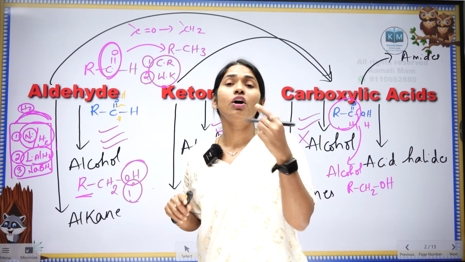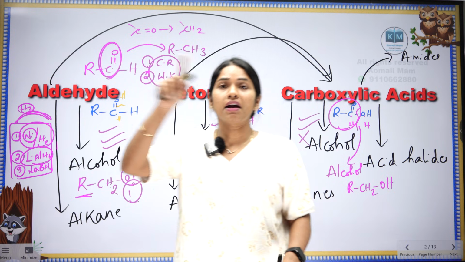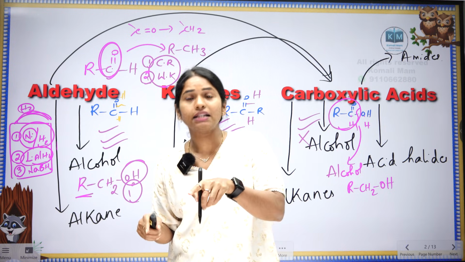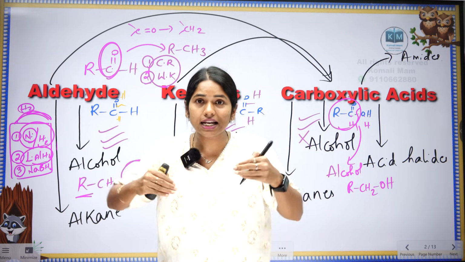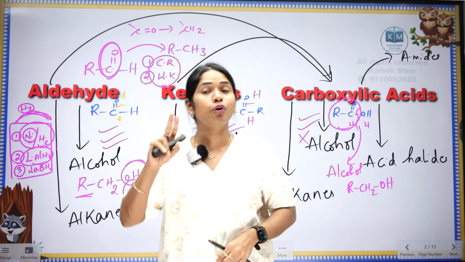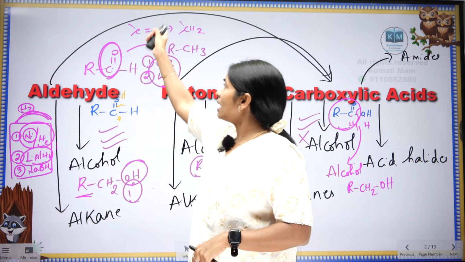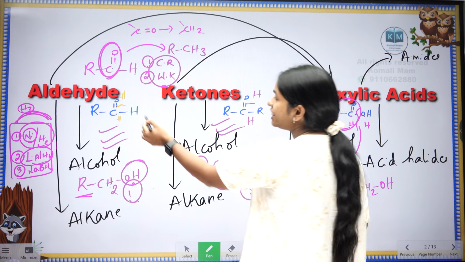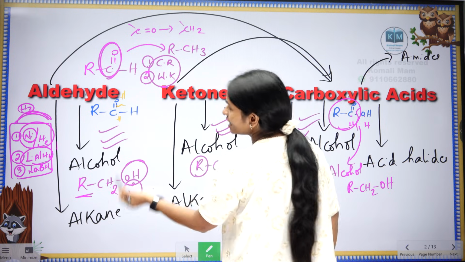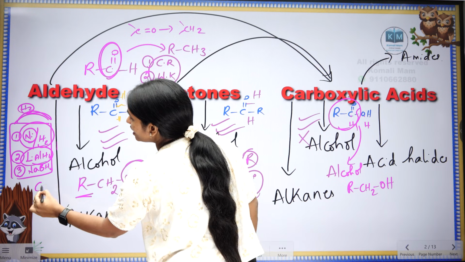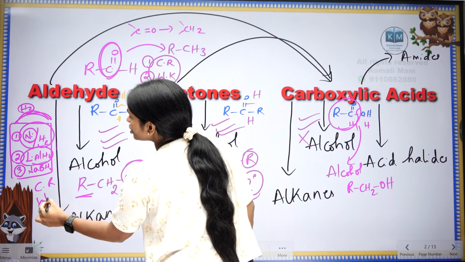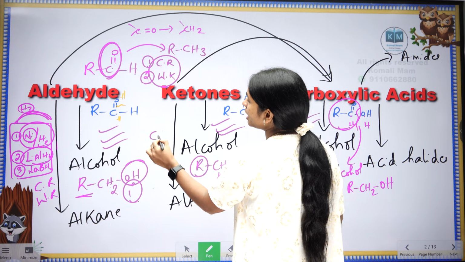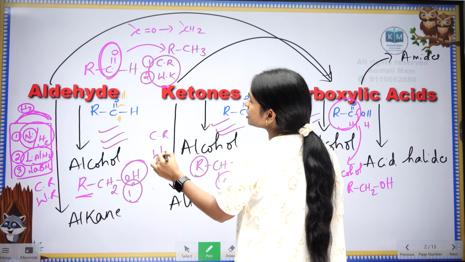Repeat, what are those two? The C double bond O group converts into CH2. That means you can convert aldehydes and ketones into alkanes. Two reagents can do that: Clemmensen reduction and Wolff-Kishner reduction. Easy, right? So for aldehydes to alkanes, one is Clemmensen reduction, one is Wolff-Kishner reduction. Ketones also we can do by Clemmensen reduction or Wolff-Kishner reduction.